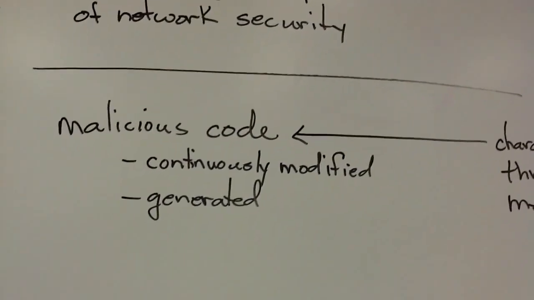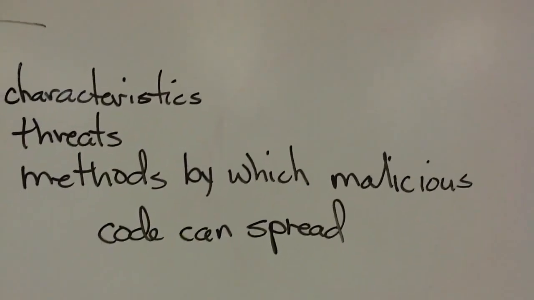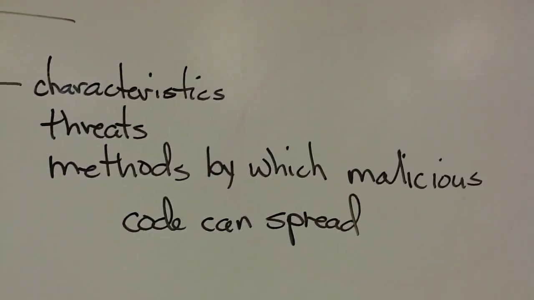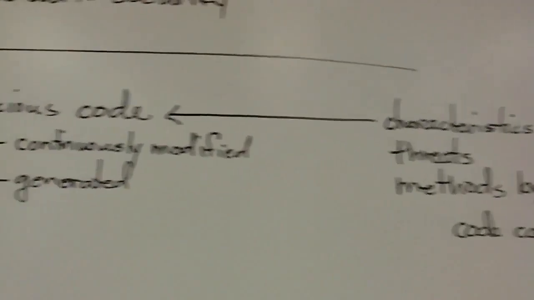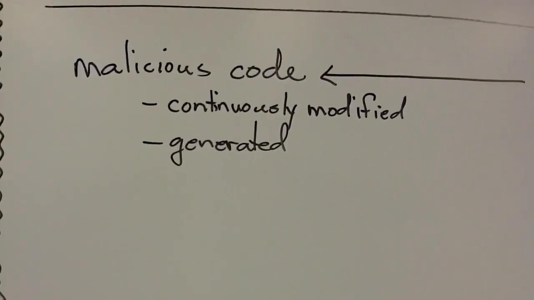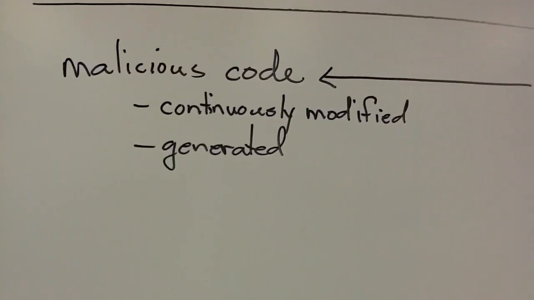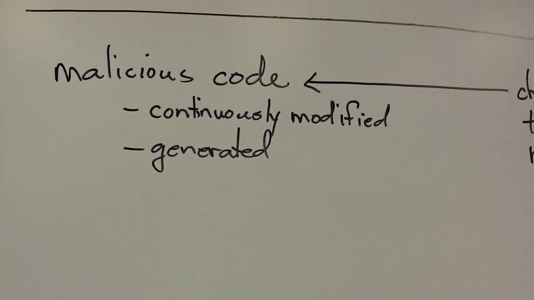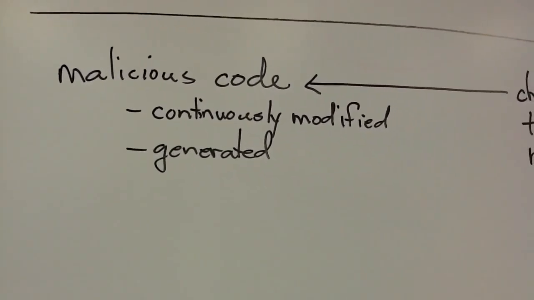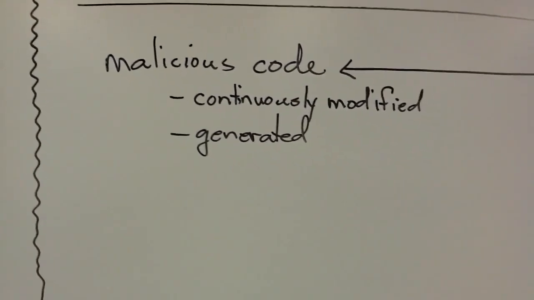Malicious code, we talked about malicious code, the characteristics of it, what threats there are, methods by which malicious code can spread, and here there's just some different terminologies, understanding the difference between viruses and worms and Trojan horses and so forth. Another key thing, malicious code is always being modified and new malicious code is always being generated.